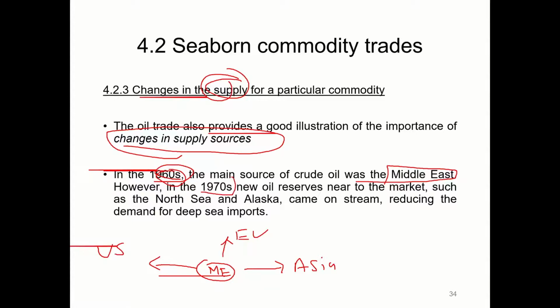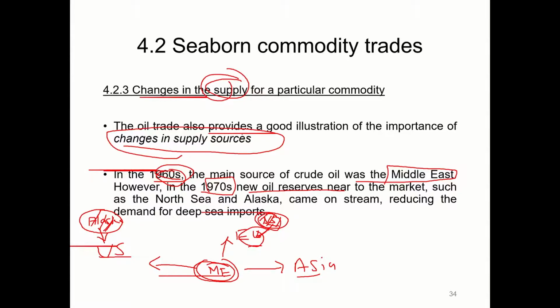But in the 1970s, new oil reserves were found. For example, in Europe, we have the North Sea. So new sources were found, and also in Alaska, new oil was found. So what happens is that instead of the Middle East supplying oil to Asia, Europe, and the US, now European countries will use oil supplied by the North Sea because the source is closer to Europe. And the US will also start to import oil from Alaska because the distance is shorter, the source is nearer to the US.